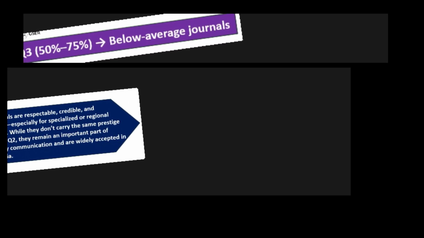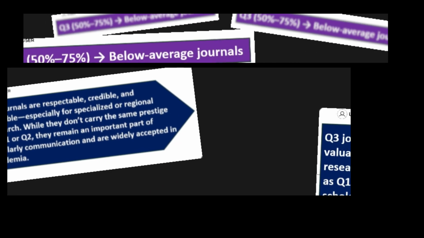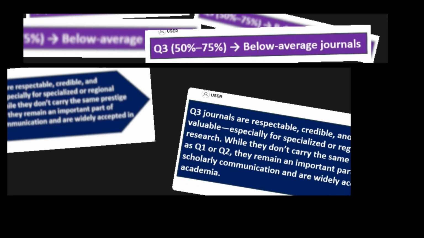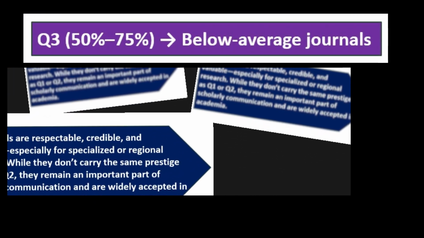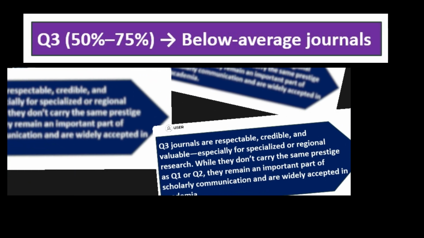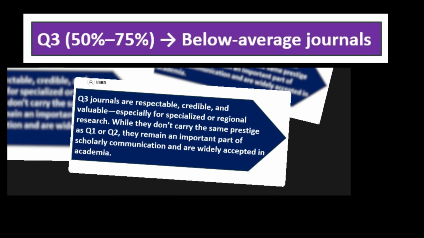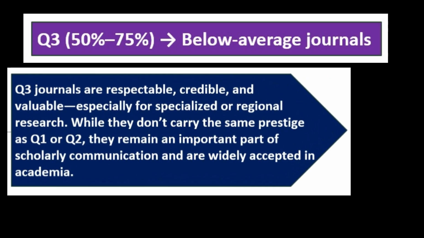Type number 3, Q3 journals. Q3 journals are respectable, credible and valuable for specialized or regional research, while they don't carry the same prestige as Q1 or Q2 journals. They remain an important part of scholarly communication and are widely accepted in academia.